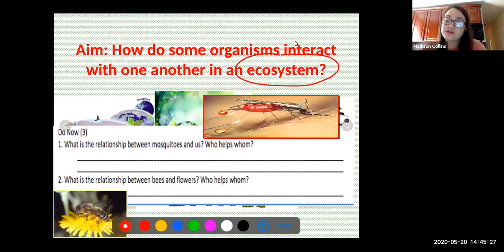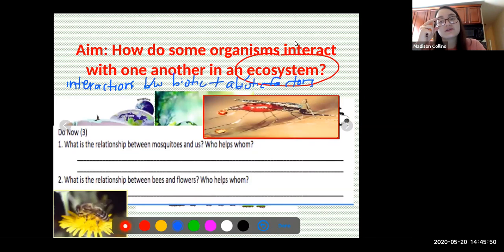Okay, so next to the word ecosystem, I'm going to write down, this is the interaction between biotic or living and abiotic or non-living factors. So we're talking about how those things work together and interact with each other. So keep that in mind as we go through this video and figure out how do some organisms interact with each other in an ecosystem.